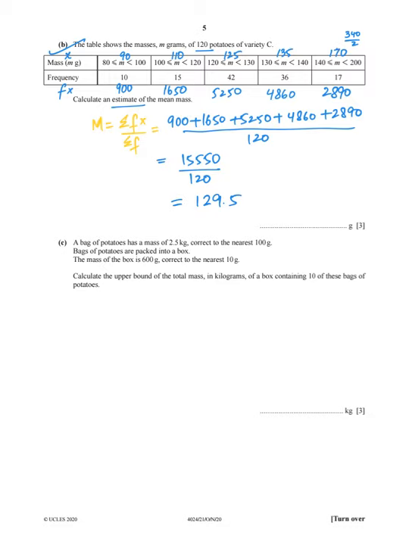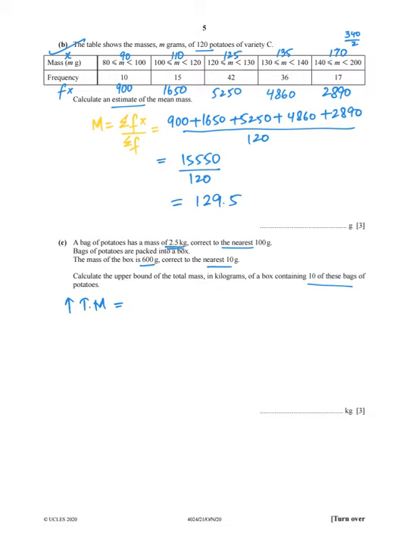After that, a bag of potatoes has a mass of 2.5 kg, correct to the nearest 100 grams. The bags of potatoes are packed into a box. The mass of the box is 600 grams, correct to the nearest 10 grams. Calculate the upper bound of the total mass in kg of a box containing 10 of these bags of potatoes. So we need to find the upper bound of the total mass. The total mass comprises the mass of potatoes and the mass of the box. The potatoes have a mass of 2.5 kg, correct to the nearest 100 grams.